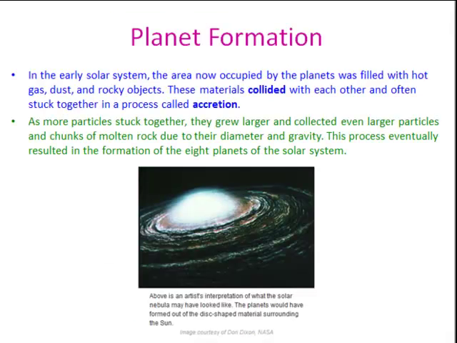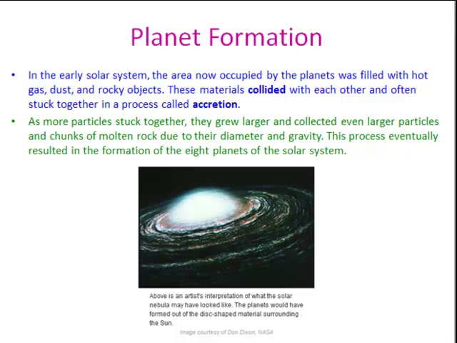In the early solar system, the area now occupied by the planets was filled with hot gas, dust, and rocky objects. These materials collided with each other and often stuck together in a process called accretion. As more particles stuck together, they grew larger and collected even larger particles and chunks of molten rock due to their diameter and gravity. This process eventually resulted in the formation of the 8 planets in our solar system.